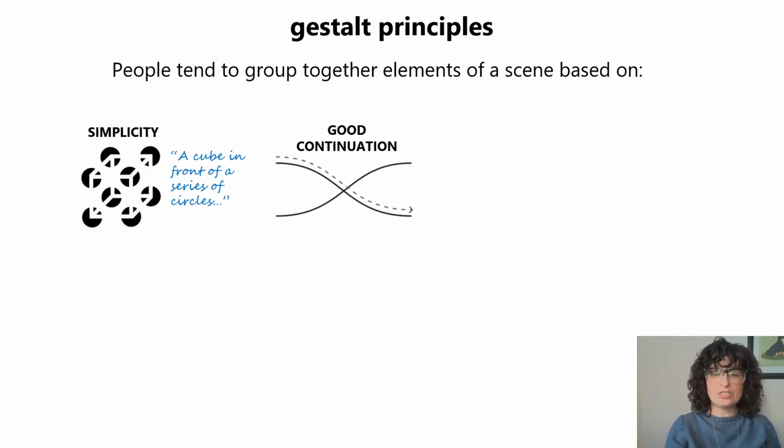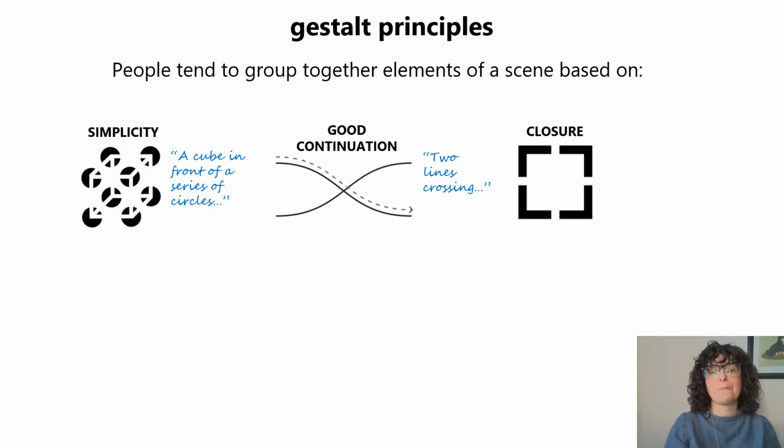The principle of good continuation is that lines that are continuous tend to stay continuous and move along in the same direction. It's possible that what we're looking at here are two kind of V-shaped objects that just happen to abut each other. It's just not very likely. And the way that you would describe this is you would probably say this is two lines crossing as opposed to two V-shaped objects that are abutting each other.